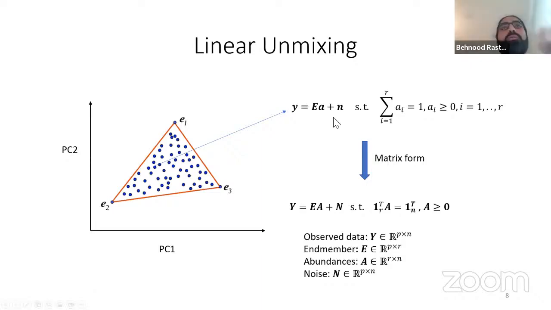So if you formulate this and put it in a matrix to include all these pixels, then you're going to have a notation like this. Y is P times N, and it's your observed pixels, containing all the pixels this time. The endmember matrix is E, P times R, abundances are R times N, and then N is noise.